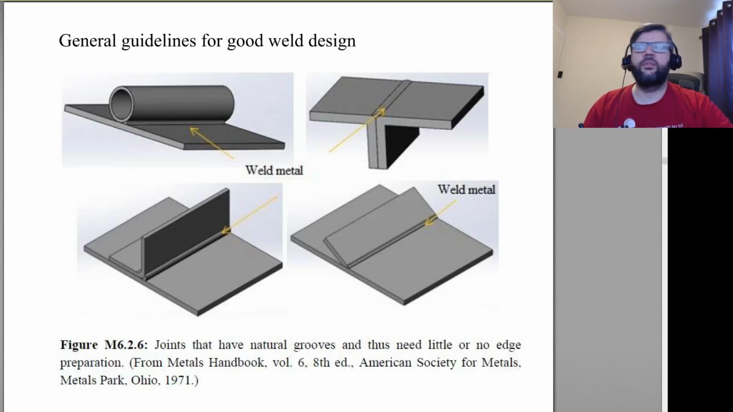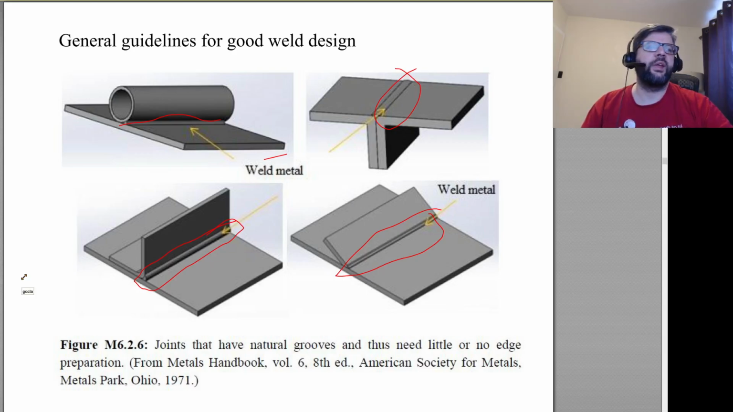If you do have joints that have natural grooves, then that greatly reduces the requirement for edge preparation. So you weld in this and there, you can weld at that seam. You can weld where that angle already exists, or right here, something like that.